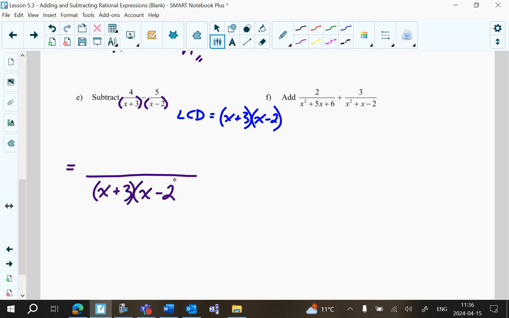What must I multiply the 4 by? There's already an x plus 3 here. X minus 2, right? What's in here that's missing here? An x minus 2, right? So that's what I have to multiply this one by. And then subtract 5. Well, what's in the LCD that's missing in this denominator? X plus 3. So we get that.